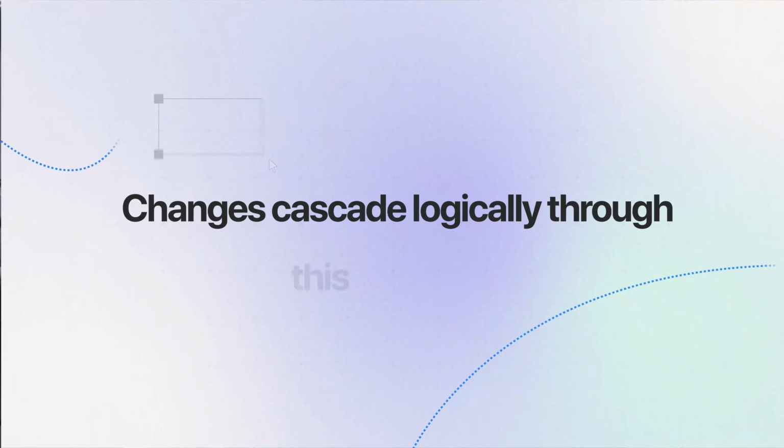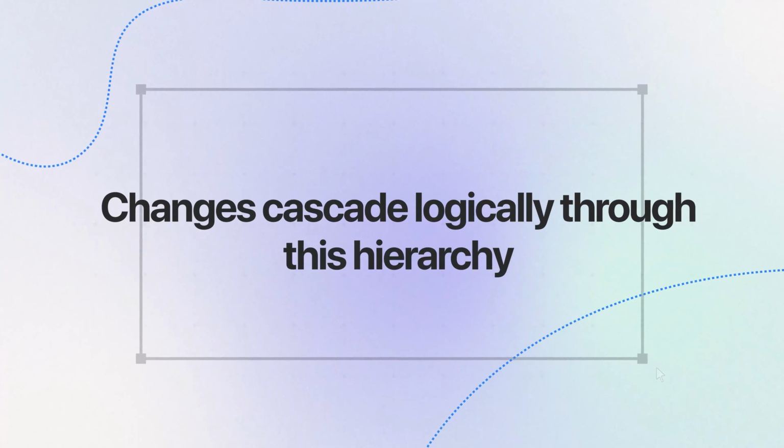So here's where it gets really powerful. Changes cascade logically through this hierarchy. If you update a button atom, every molecule, organism, and template using that button updates automatically. It's not magic, it's a battle-tested design system at work. So let's see this in action on a simple WordPress site.